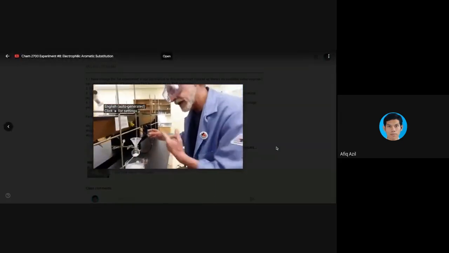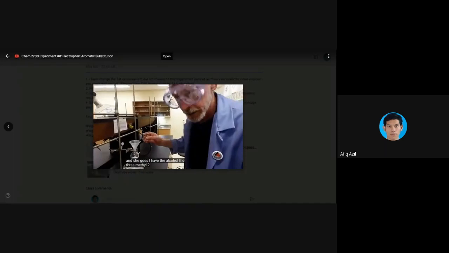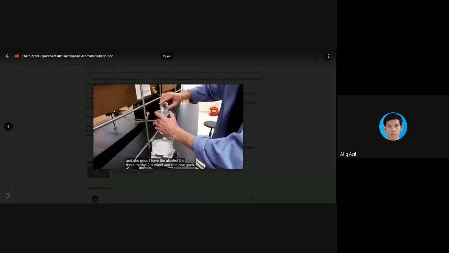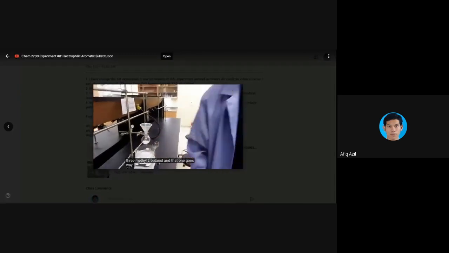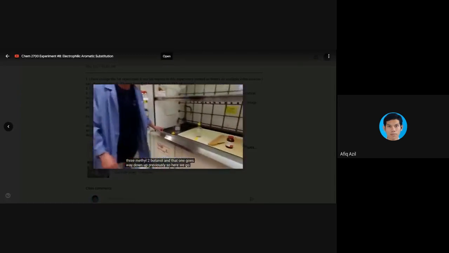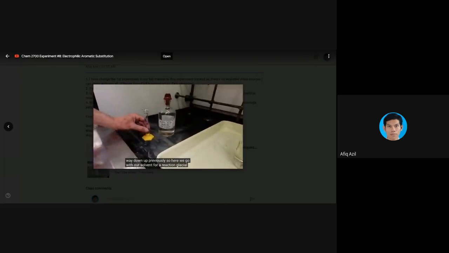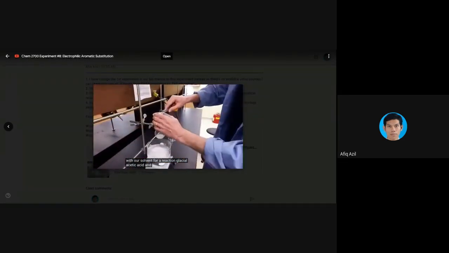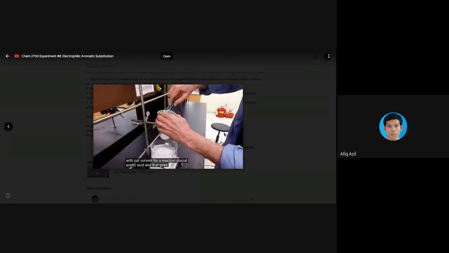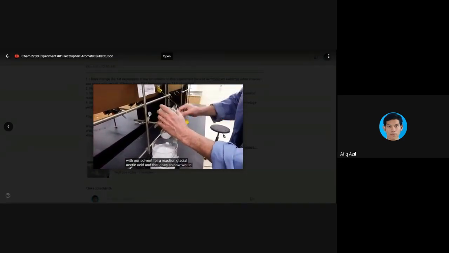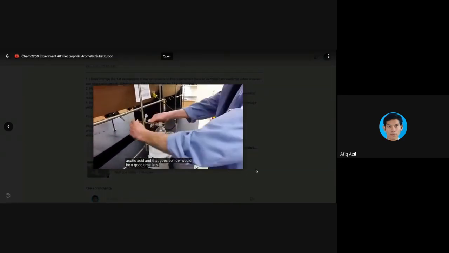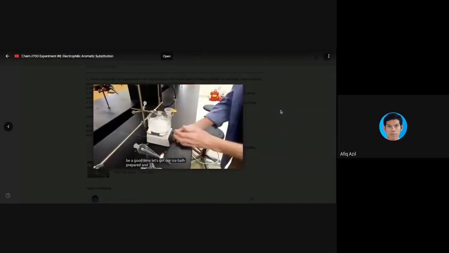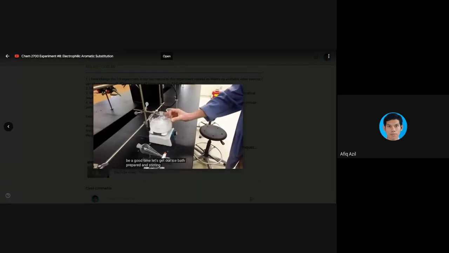I have the alcohol, the 3-methyl-2-butanol, weighed out previously. And that one goes in. So here we go. Our solvent for the reaction, glacial acetic acid. And that goes in. So now would be a good time to get our ice bath prepared and stirring.